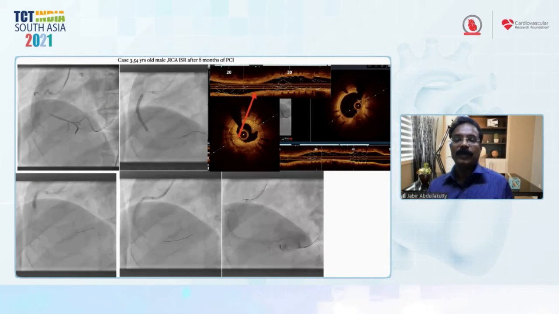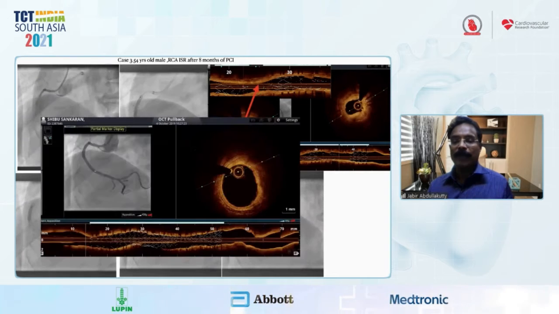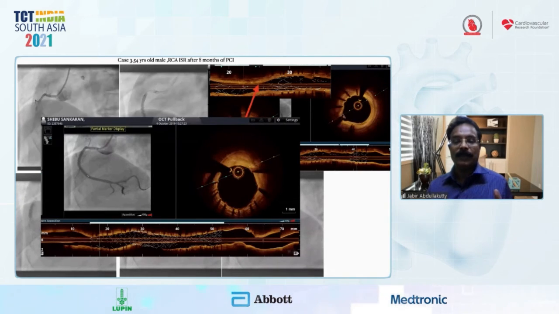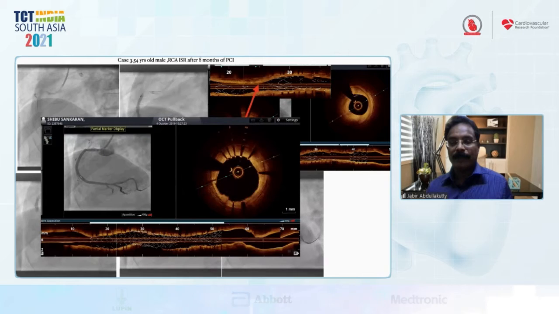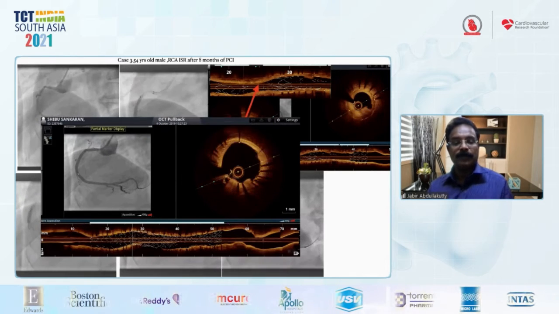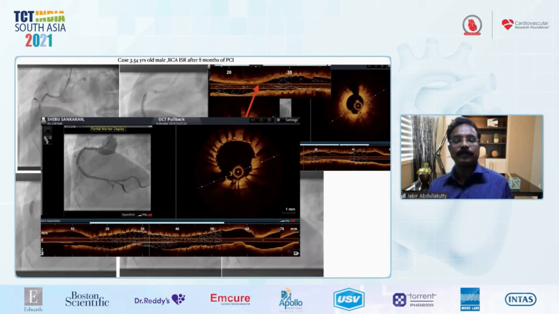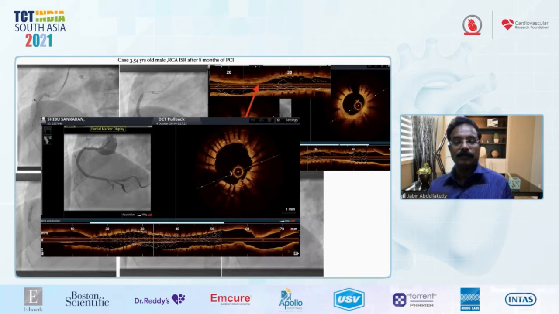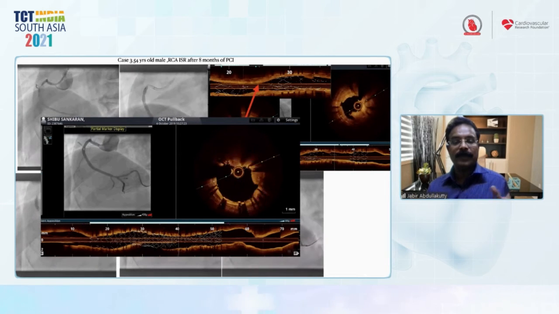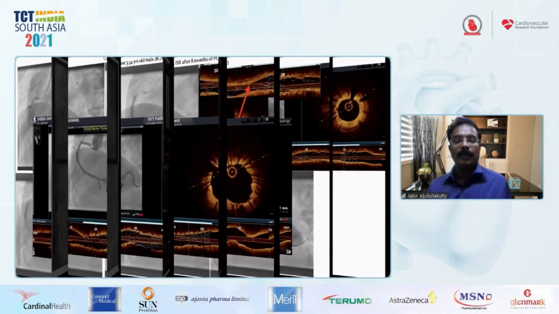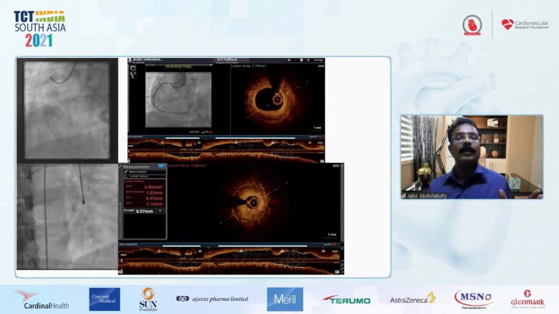So you can see the neointimal proliferation. It was a well-expanded stent. And the final OCT result at that time, it's a well-expanded stent without malposition and without under-expansion. Now we have 2 layers of stent at the mid part. What happened after 4 months?